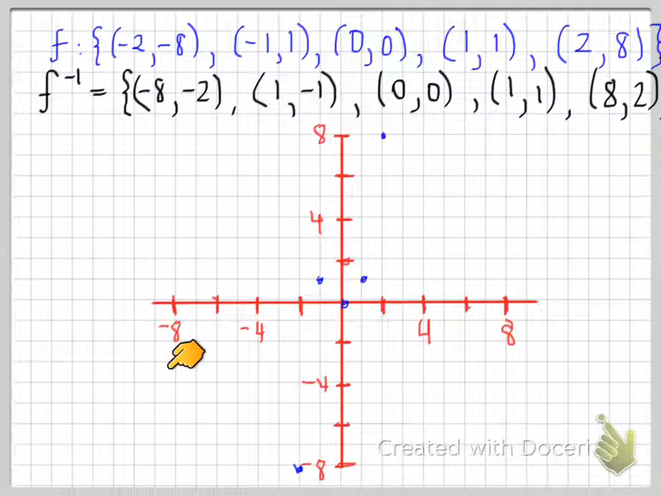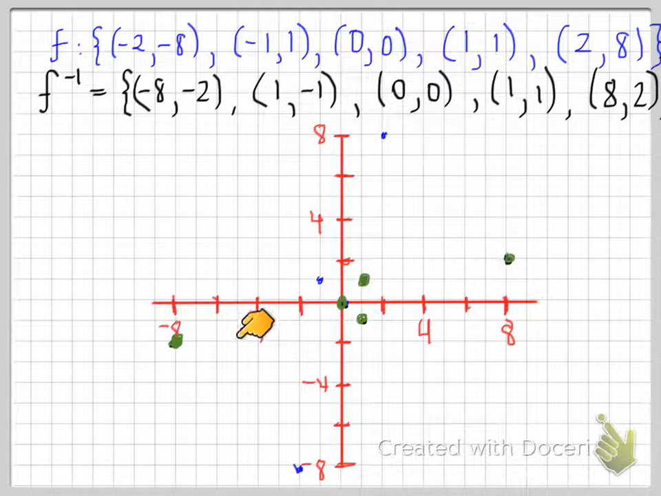The inverse is going to be at (-8, -2), (-1, -1), (0, 0), (1, 1), and (8, 2). And we just graphed it green so that you could see it a little bit better. So here they are. Now, I want you to look at just the blue ones for just a second.